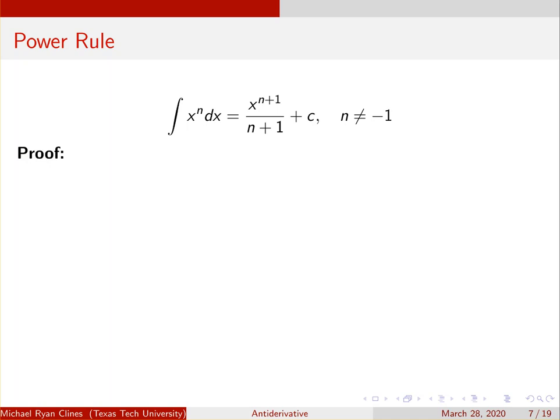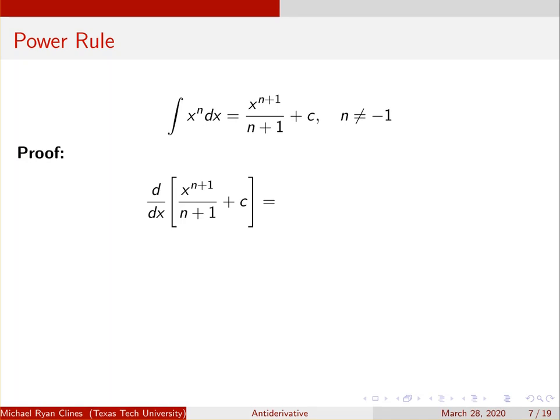So if we take the derivative of the right-hand side and we get x to the n, we have shown our result. Because we got to remember the relationship between these two objects. x to the n is the derivative of x to the n plus 1 divided by n plus 1 plus c, or x to the n plus 1 divided by n plus 1 plus c is the antiderivative of x to the n. So let's go prove this rule.